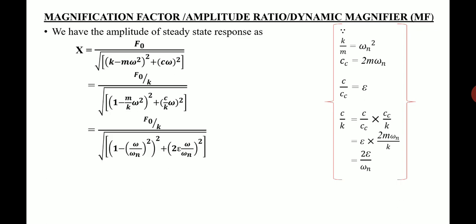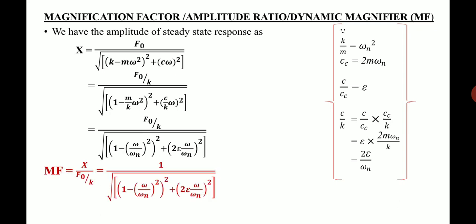So the equation will be of this form: f0 divided by k, 1 minus omega by omega n the whole square plus 2 epsilon omega by omega n the whole square. Now magnification factor is defined as x divided by f0 by k, taking the numerator to the left side. X by f0 by k is equal to 1 divided by root of 1 minus omega by omega n square the whole square plus 2 epsilon omega by omega n the whole square. This term x by f0 by k is called the magnification factor or the dynamic magnifier.